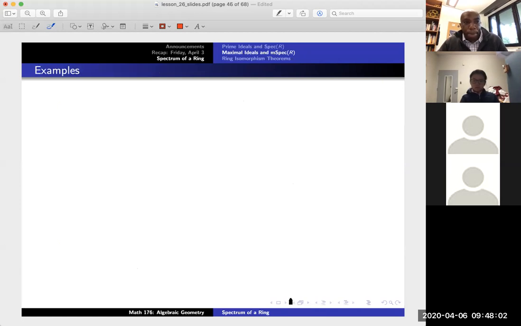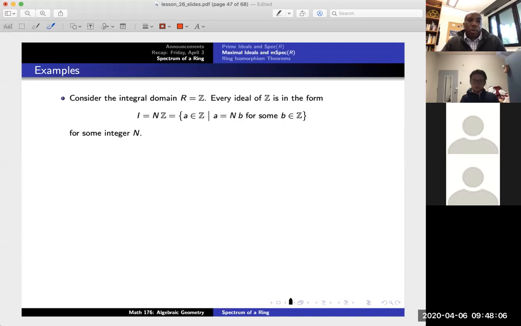Right? Okay, so let's stop for a minute. Let's try to do some examples to figure out what's going on here. Let's go back to our favorite integral domain of the integers. Right, so here we have Z. Every ideal is in the form n times Z for some integer n. And by n times Z, what I simply mean is a set of integers that look like n times b for some b. So these are just the multiples of n. Right? That's what every ideal of Z looks like. They're just multiples of n.